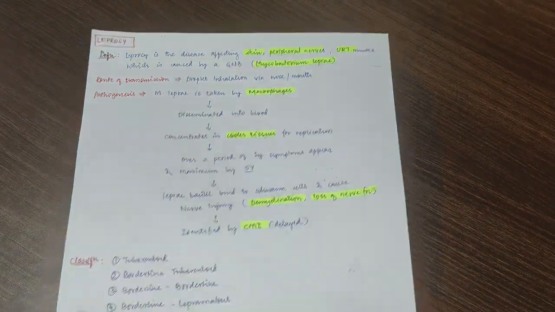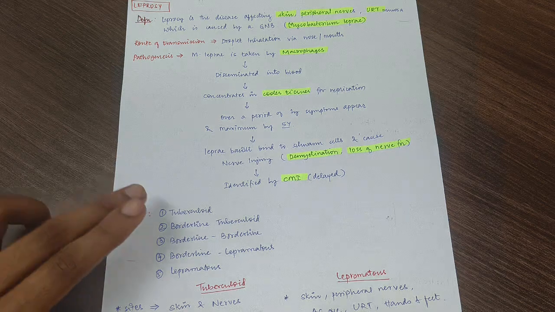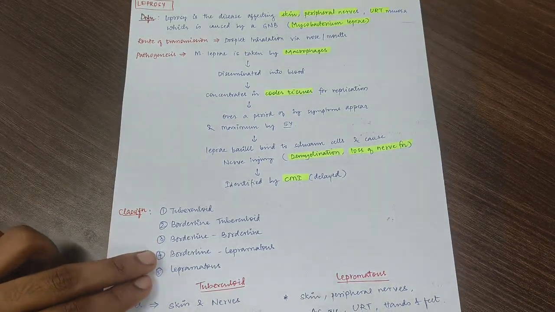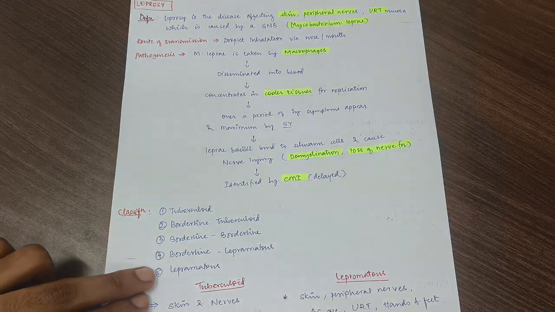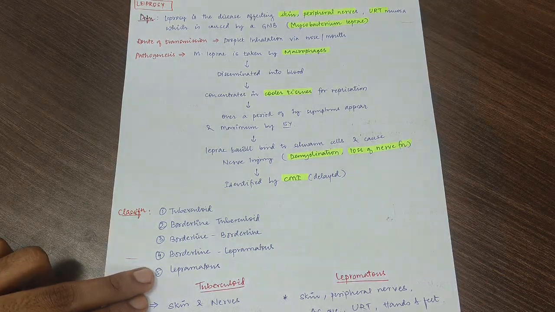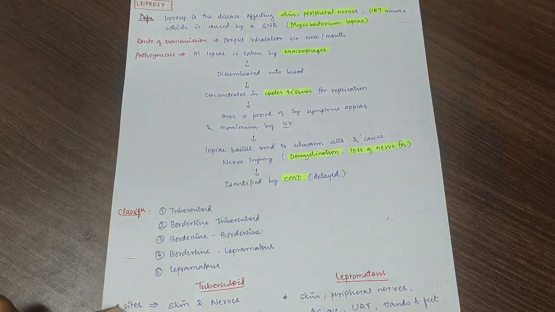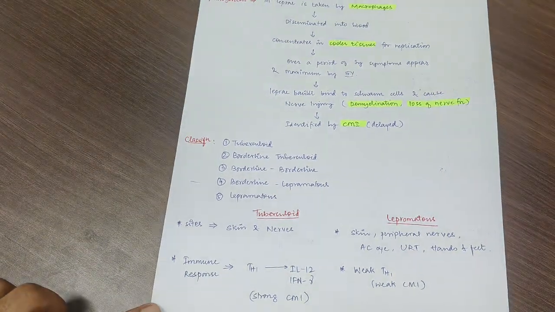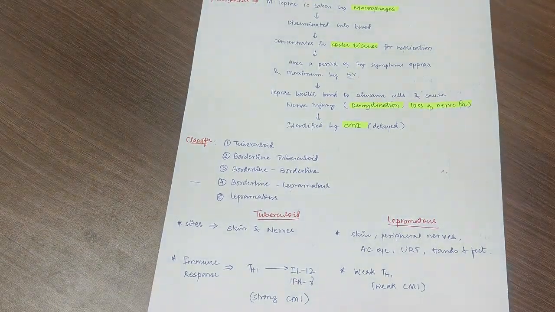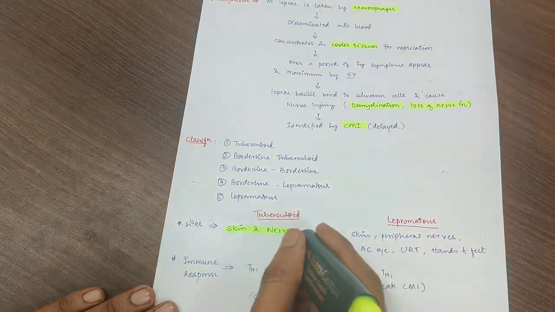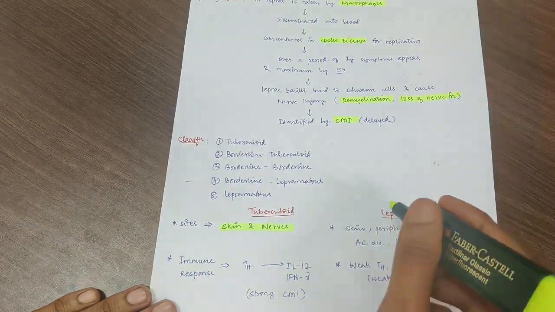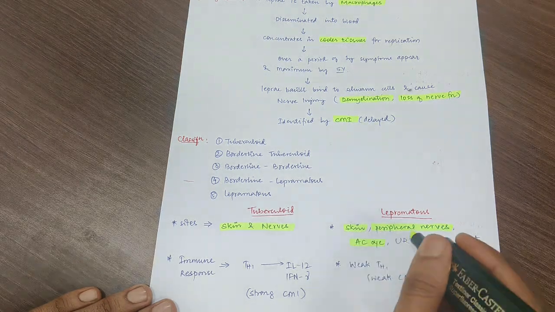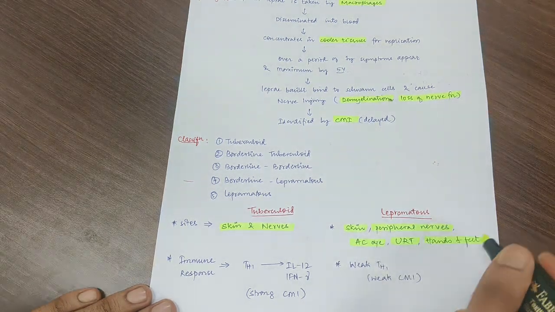Next is the classification. What is the classification? Tuberculoid, borderline tuberculoid, borderline lepromatous, and lepromatous. These are the classification. Next, between tuberculoid and lepromatous, you are going to see the differences, which is very important. What is the site of tuberculoid? It is skin and nerves. Whereas in case of lepromatous, it is skin, peripheral nerves, anterior chamber of eye, upper respiratory tract, hands and feet.